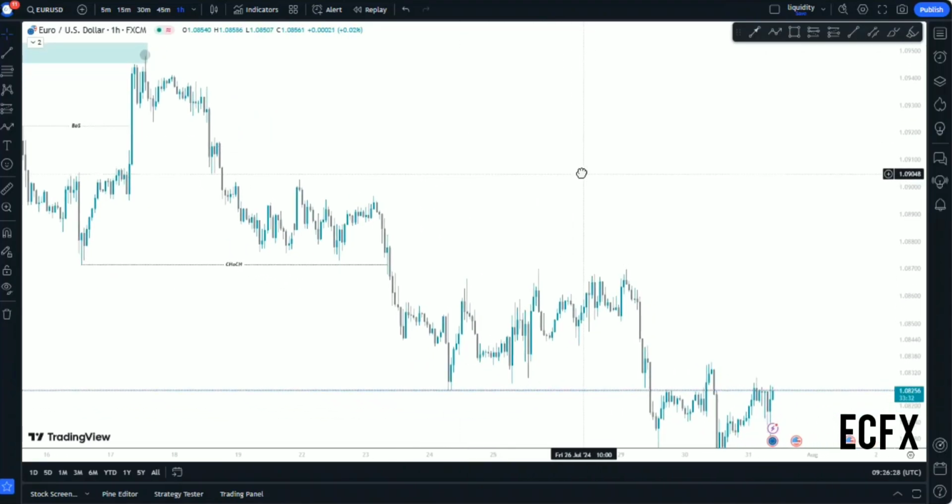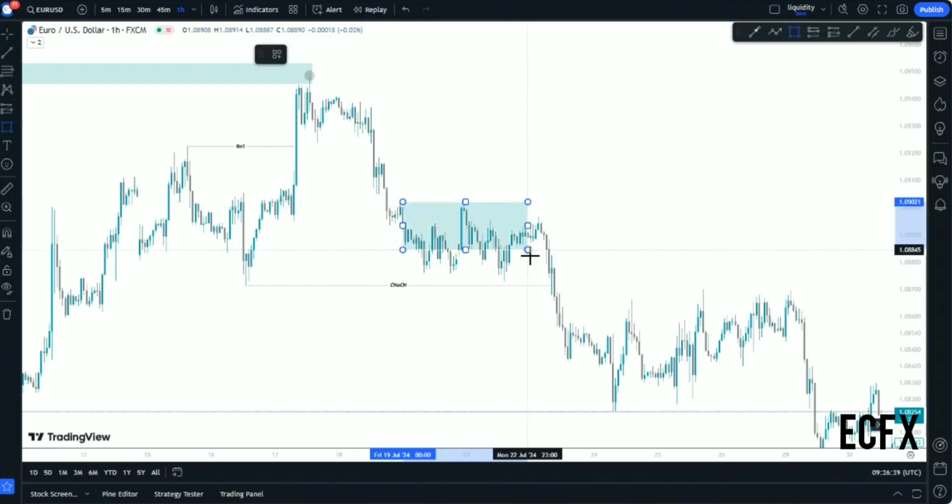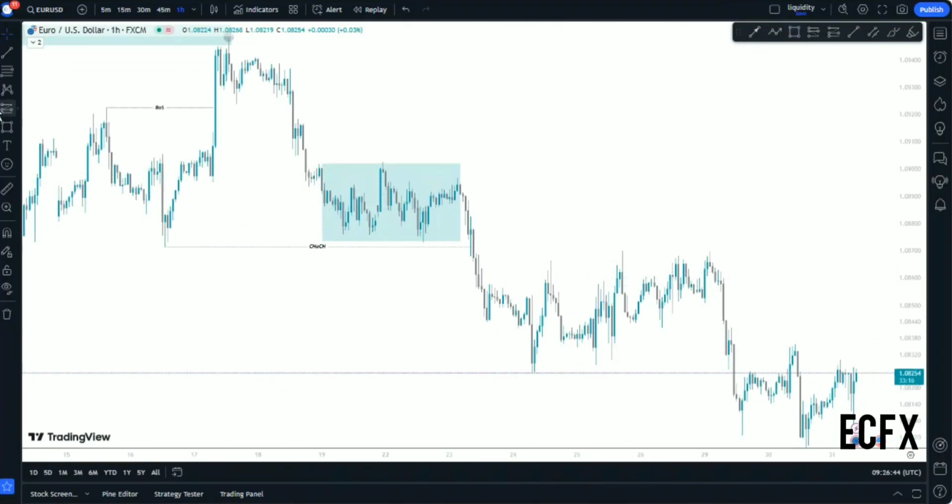So from here at this point in time, we would have expected price to tap back into our zone, and we can clearly see that price never tapped back into our zone. Price just continued going to the downside, creating more liquidity.